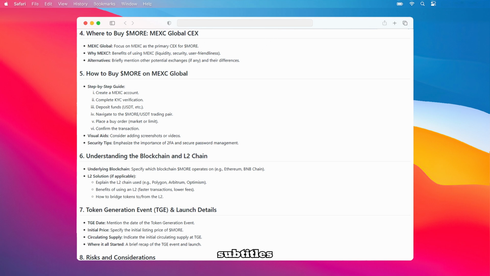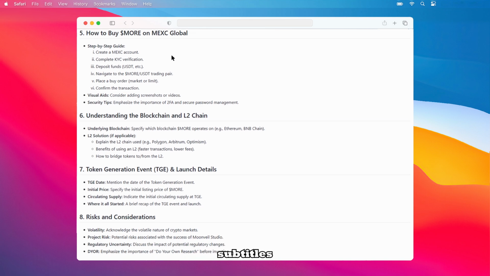If you're looking to buy $MORI on MEXC Global, the process is straightforward. First, you'll need to create a MEXC account and complete their KYC verification. Then, deposit funds like USDT, navigate to the $MORI/USDT trading pair, place a buy order, choosing either a market or limit order, and finally, confirm the transaction.